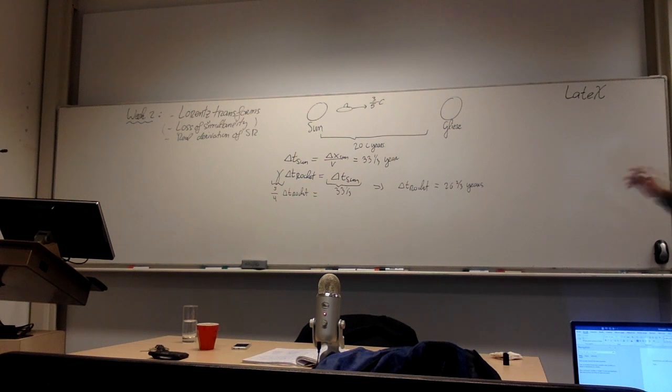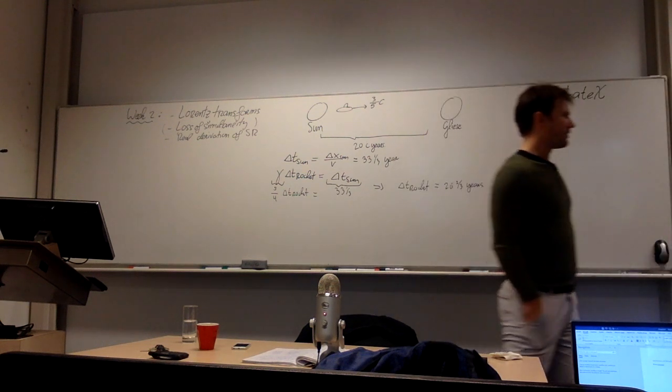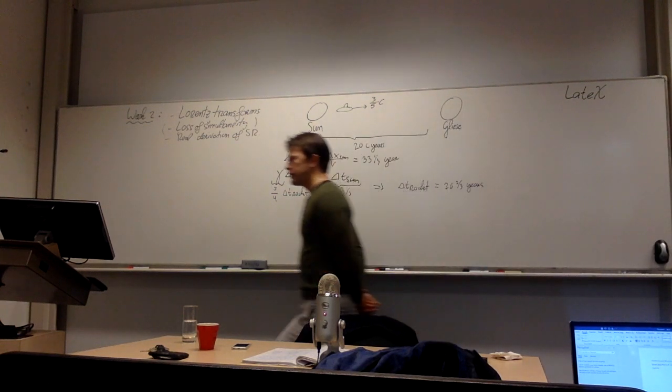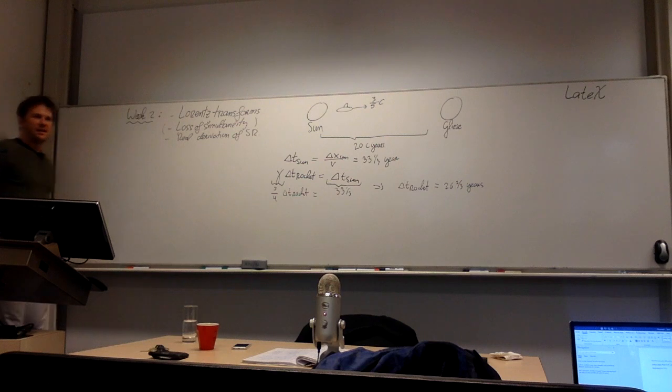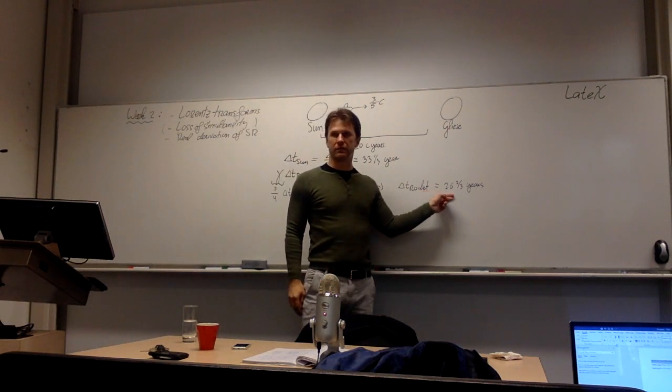Now, before we continue, let's visualize this. Let's just play it out. Here's Sun. That's this wall. And that wall is Gliese, and I'm the ship. Okay. I'm moving towards Gliese, keeping track of time. I arrive. There we go. And now I watch my clock and see how long it has taken me to get here. Now that answer is this number. It took me 26 years.